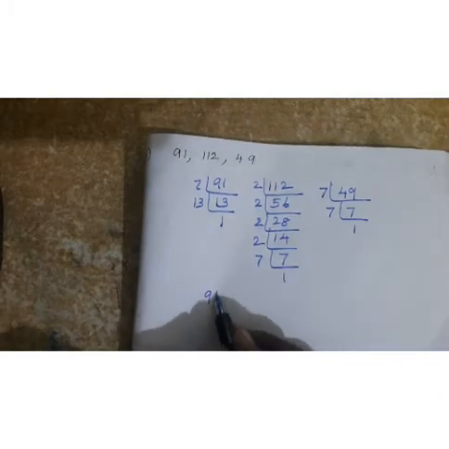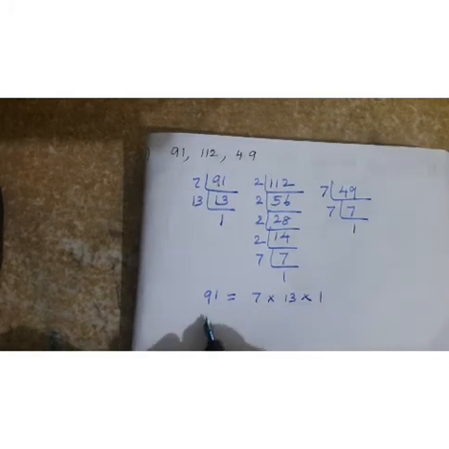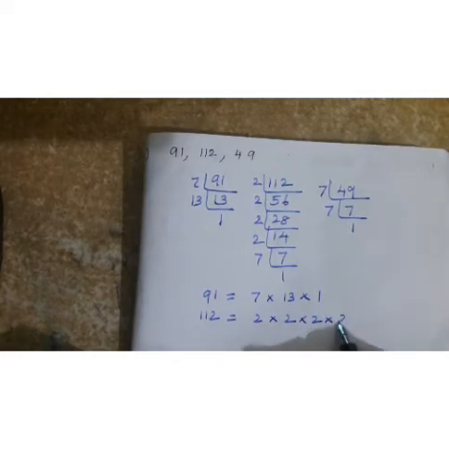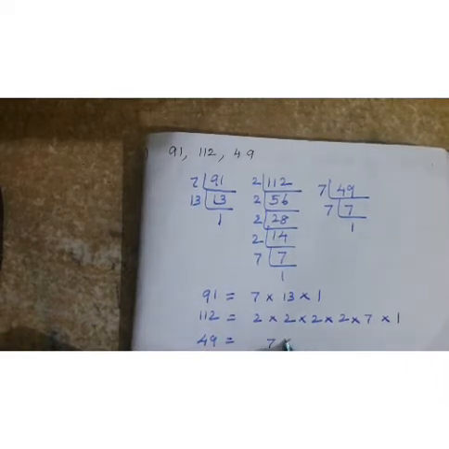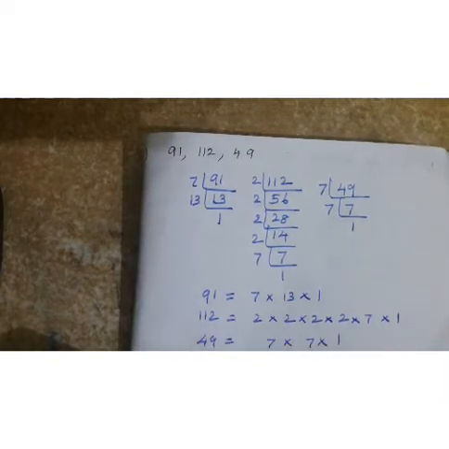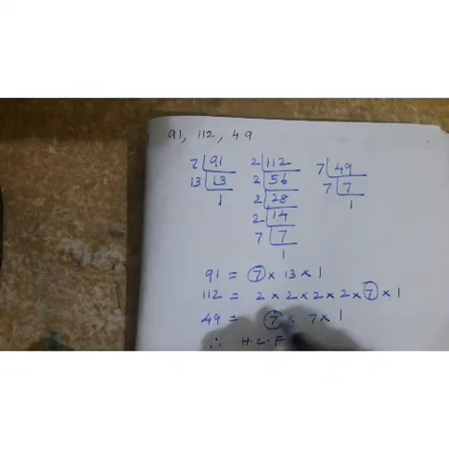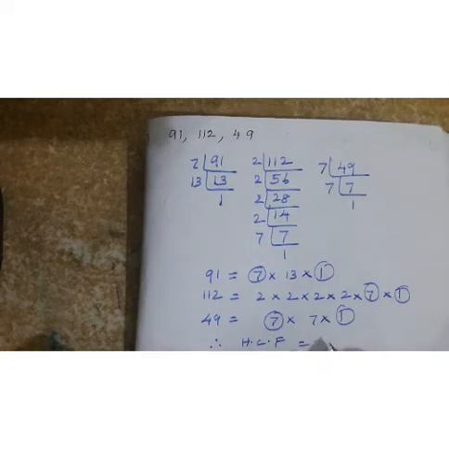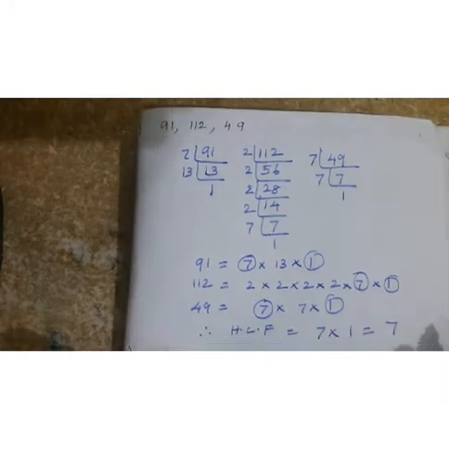Now write the prime factors of 91, 112 and 49. 91 is equal to 7 into 13 into 1. 112 is equal to 2 into 2 into 2 into 2 into 7 into 1. 49 equals 7 into 7 into 1. Therefore, HCF equals, circle the common factors. The common factors are 7 and 1. HCF is equal to the product of all common factors of 91, 112 and 49. So 7 into 1, which is equal to 7.